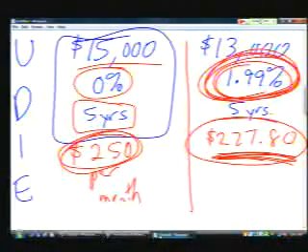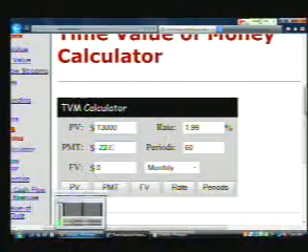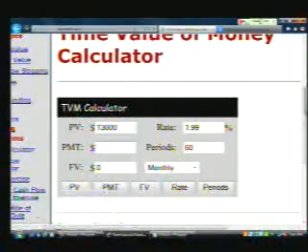Now, I only have about 4 minutes left, maybe 3.5. Let's go back, and I want to show you some other cool things that you can do with the time value of money calculator. You can leave any of these blank. Now, we left the payment blank. Now, watch what happens when you screw up your credit.